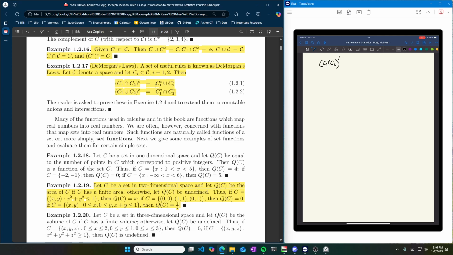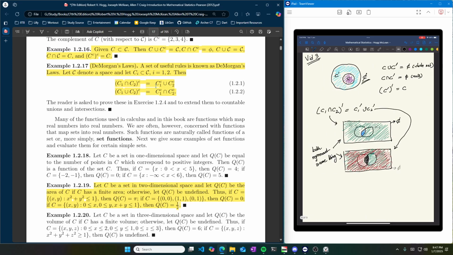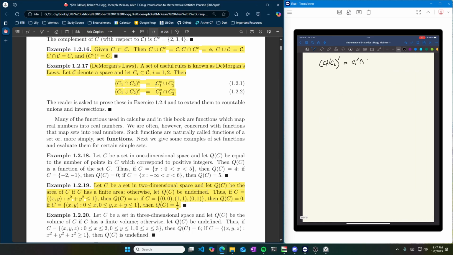C1 intersection C2 complement equals C1 complement intersection. Sorry, I'm really sorry. It's union. C1 union C2 complement is equal to C1 complement intersection C2 complement. Is that what we did earlier as well? No. My bad. Nevertheless, it's exactly the same, so I sometimes get confused. Not the same, but very similar. So let us just draw the first one first.